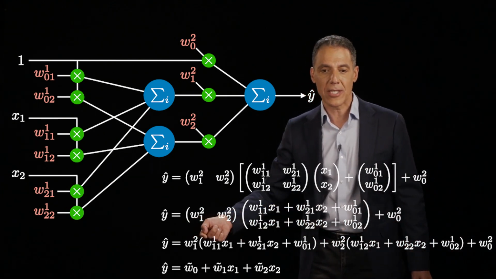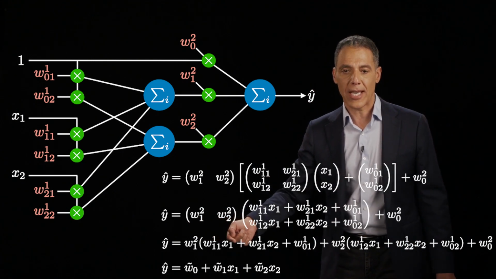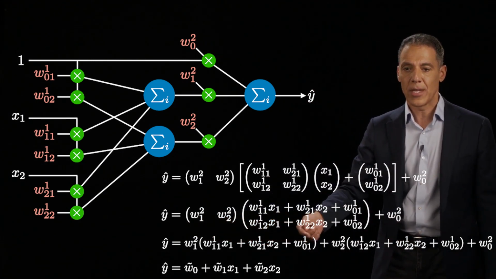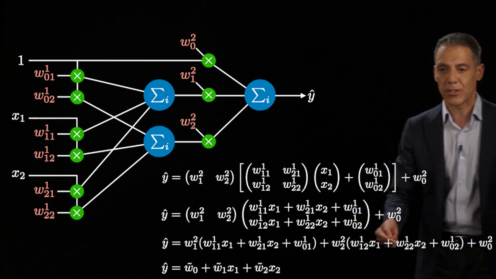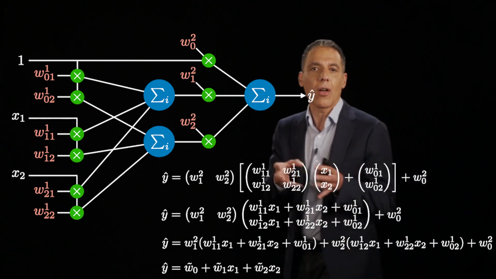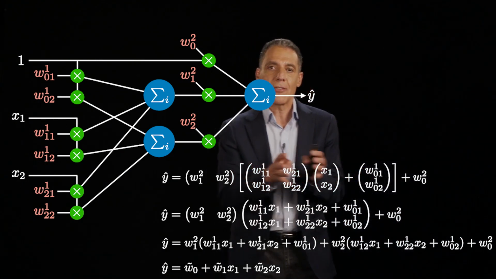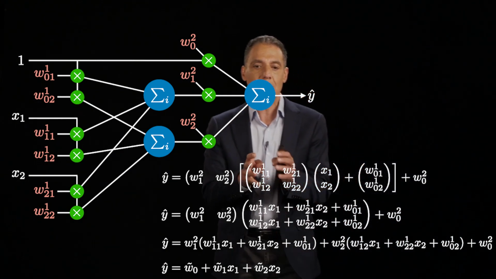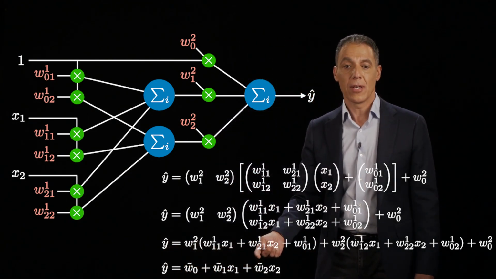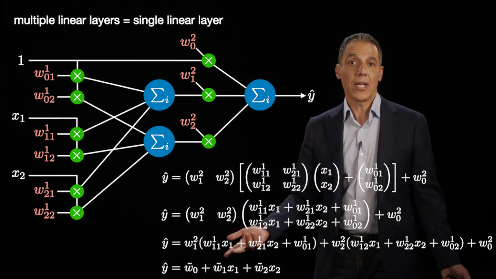So let's make sure we see that. Here is a weight times x1. Here is a weight times x2. Here is a constant term. Here is something times x1. Here is something times x2, and a constant and a constant. So I can bundle all those terms together. I can bundle up everything that multiplies x1, everything that multiplies x2, and then some constant. And what am I left with? I'm left with a linear model and 3 unknowns.